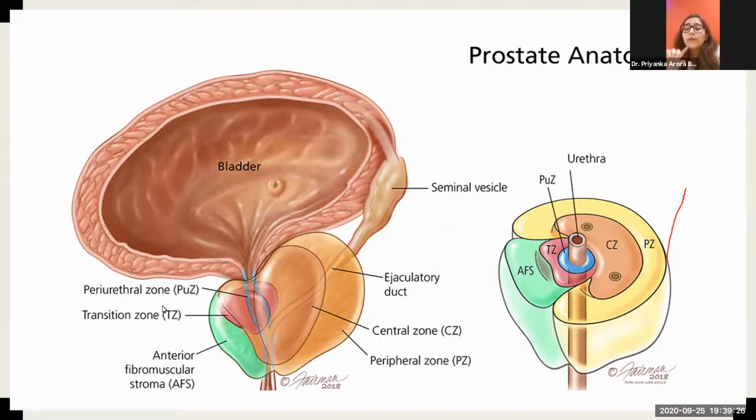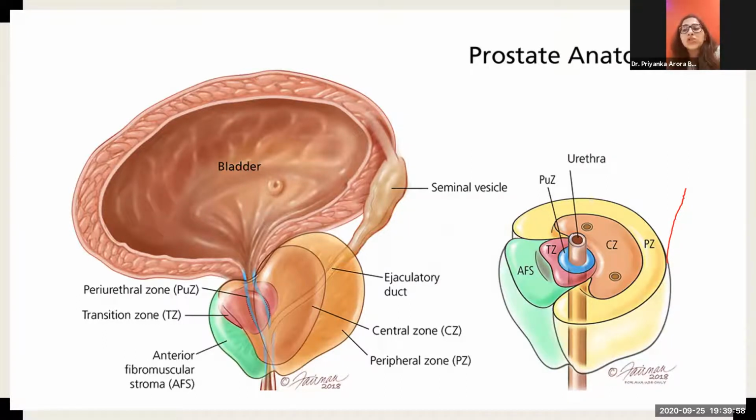And we have the peripheral zone, which is where most of the posterior lobe is occupied by the peripheral zone, but it is not restricted to it. The peripheral zone also extends up to the apex and to the base. The entire posterior pocket is involved by the peripheral zone, and that is the zone where you find the carcinomas. So the peripheral zone is the one where you have to look for carcinomas.